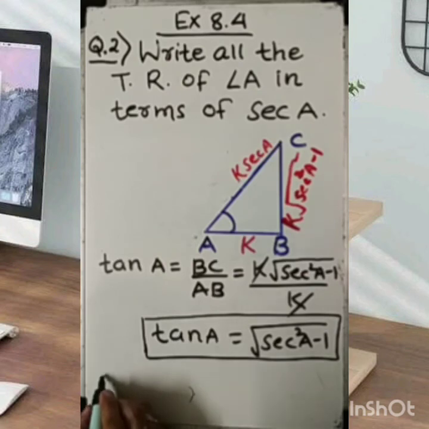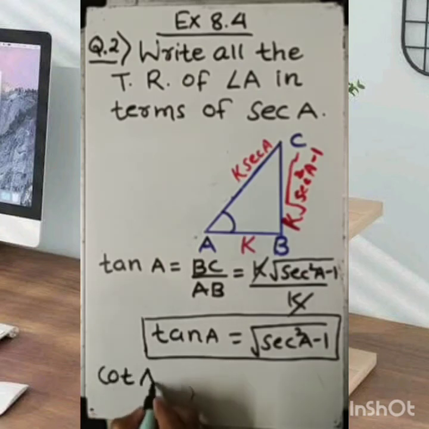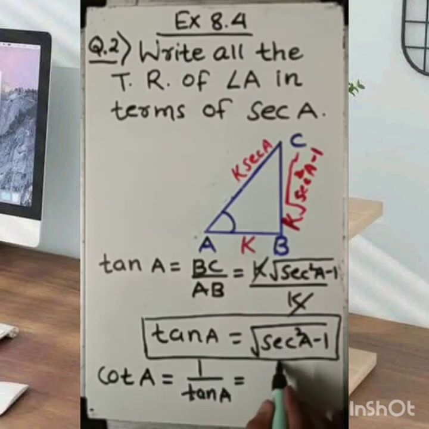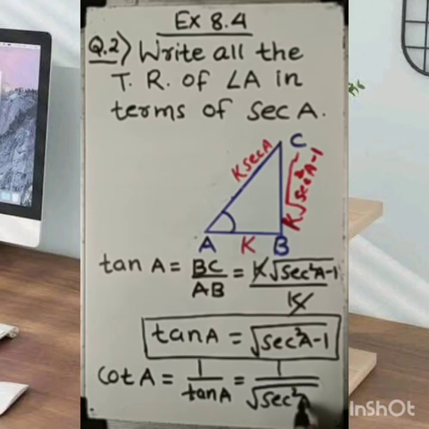Now one more is left, that is cot A. Yes student, we know cot means 1 upon tan A. It's the inverse of tan A, directly we can write. So I can write this as 1 upon under root of sec square A minus 1. Clear? This is also cot in the form of sec.